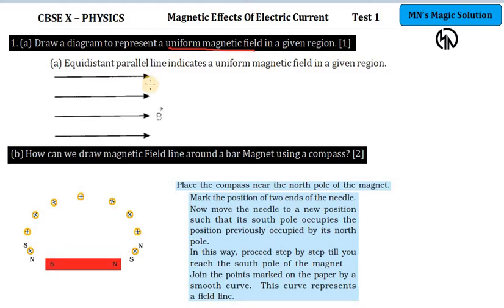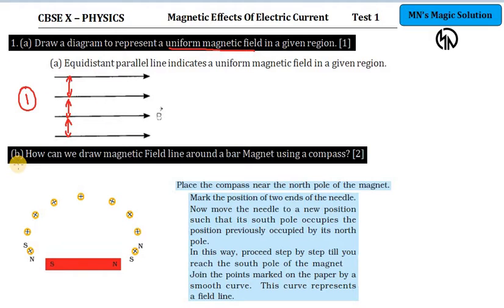A uniform magnetic field, you should represent with a set of parallel lines which are at equal distance from each other, and also all these lines are in the same direction. So for the representation, I am drawing parallel lines which are equidistant from each other, and also arrow marks. The direction of each field line has got to be in the same direction. If the diagram is correct, 1 mark for this question.